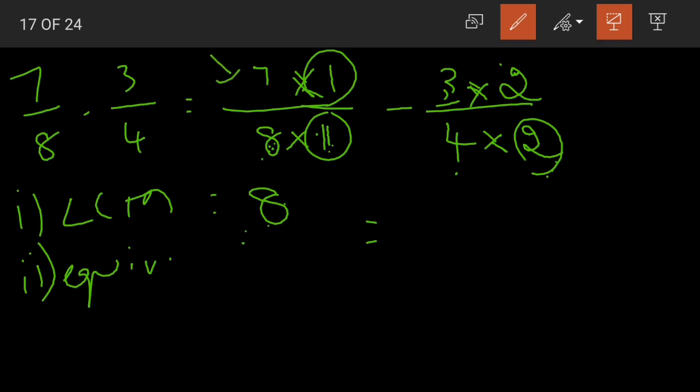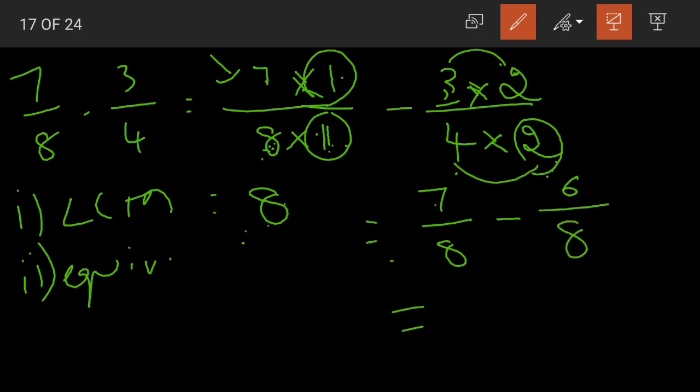Now the first fraction will be what? The first fraction will be equal to 7 by 8. 7 1s are 7, 8 1s are 8. Minus the second fraction becomes what? 3 2s are 6 divided by 4 2s are 8. Yes, students? Now what are these? These both are like fractions. Now how can we subtract these two?